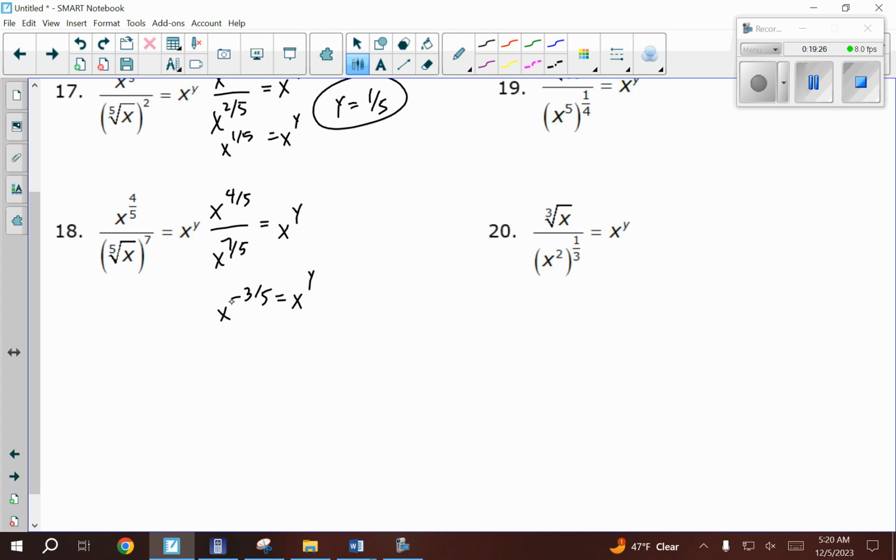And now since I have it down to a single term on the left, I can just set the exponents equal to each other. So that means y equals negative 3/5.